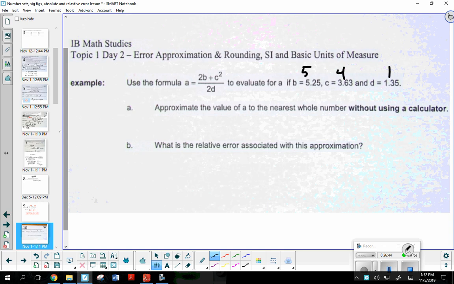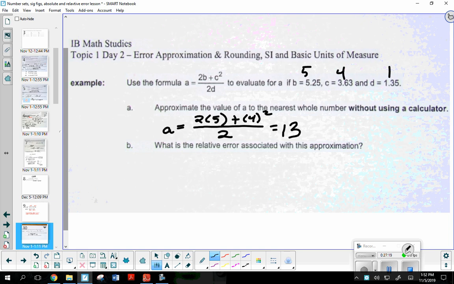So if we do this, A would equal 2 times B, so 2 times 5, plus C squared, so plus 4 squared, over 2 times D, well, that's just 2. So 10 plus 16, what's that going to give me? 26 divided by 2, we're looking at 13. Okay, so what's the relative error associated with this approximation?